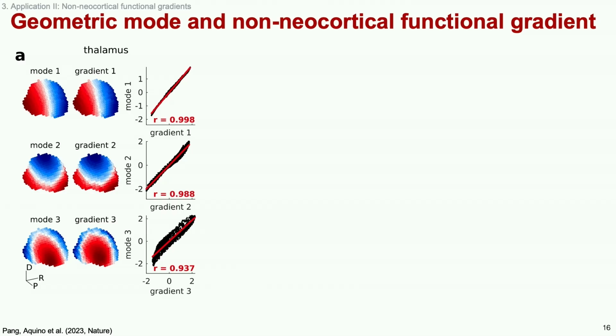The first thing is, can we use these geometric eigenmodes to represent what we call functional gradients, which Boris will explain later on how to calculate. So basically what we found on the left is if we just calculate the modes of the geometrical structure of the thalamus, just the in-volume space, and we calculate the gradient using its intrinsic functional connectivity, we see that these modes and gradients align almost perfectly well.